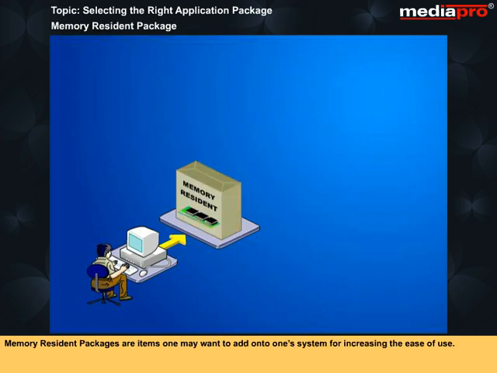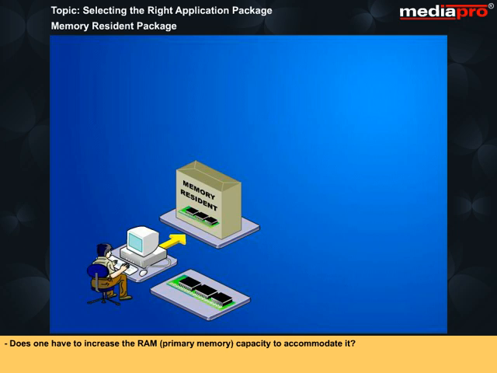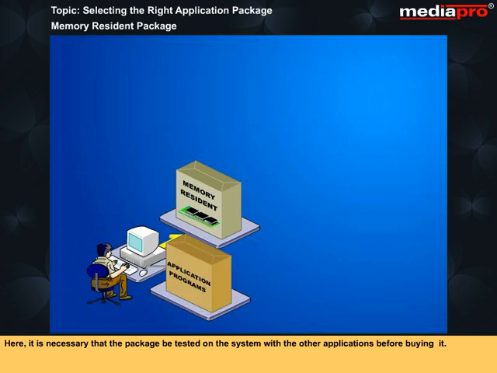Memory resident packages are items one may want to add onto one's system for increasing the ease of use. In selecting these, one would need to consider the following issues. Is the package compatible with the primary applications running on the system, or does it conflict with any? Does one have to increase the RAM or primary memory capacity to accommodate it? Is it possible to upgrade the primary memory in the system? Here, it is necessary that the package be tested on the system with the other applications before buying it.